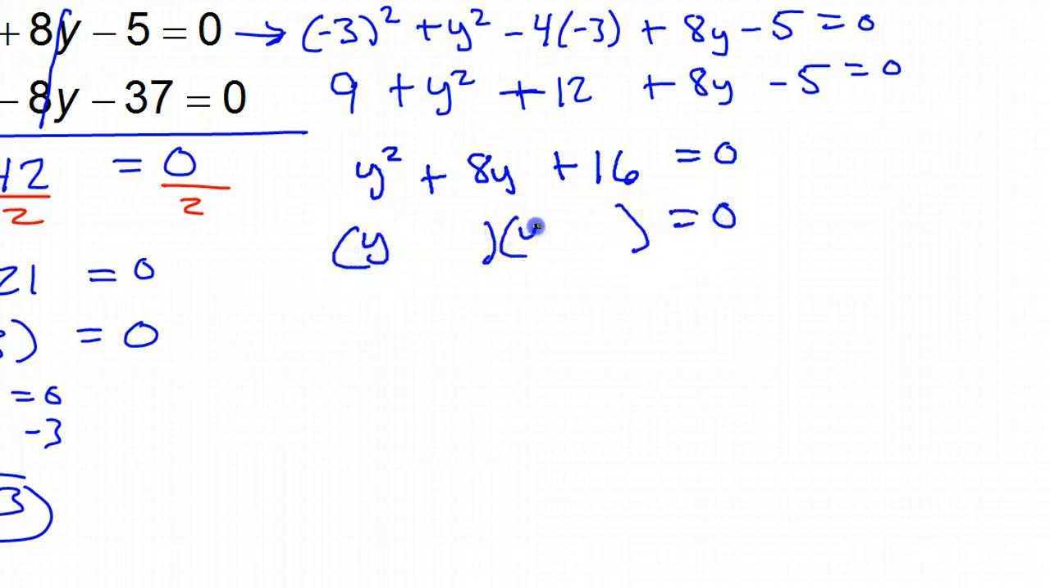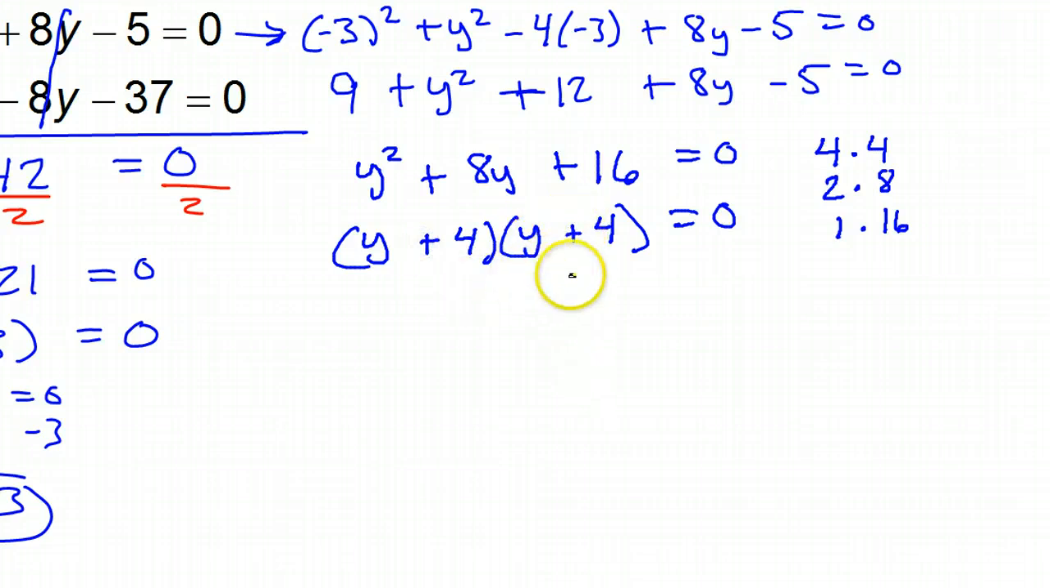So y squared is y times y. 16 can be a bunch of things. For example, it could be 4 times 4, or it could be 2 times 8, or 1 times 16. Well, I guess that's it. It's not really a bunch of things. But anyway, looking at the middle of 8, it's all about 4 and 4. Positive and positive gets it done. Inner 4y, outer 4y, there you go.